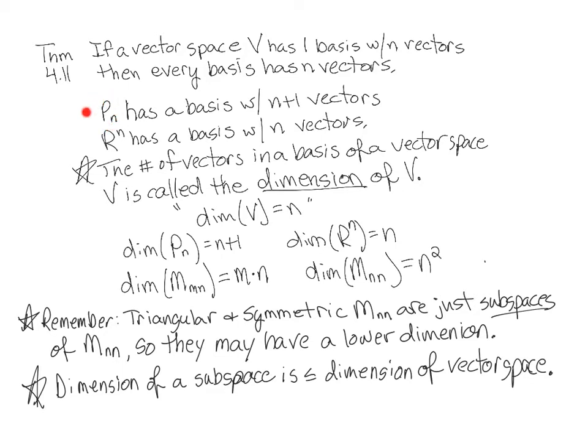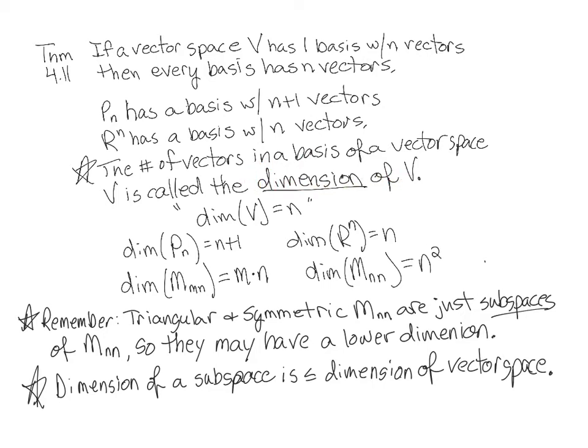For an example, an nth degree polynomial will have n plus 1 vectors in it. Remember, you also have to have the constants, not just the n powers of x. Our real space, n-dimensional space, has n vectors. The number of vectors in a basis of a vector space is called the dimension, and that's what we were talking about. If the vector space has n vectors, then every basis is going to have n vectors, and n is called the dimension of V.